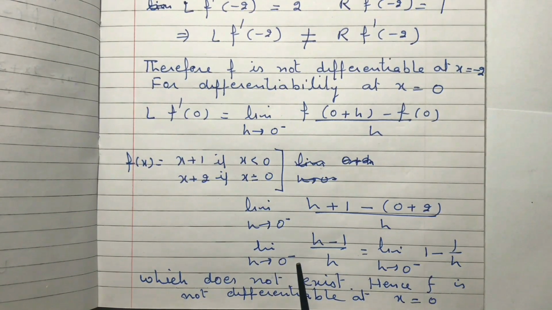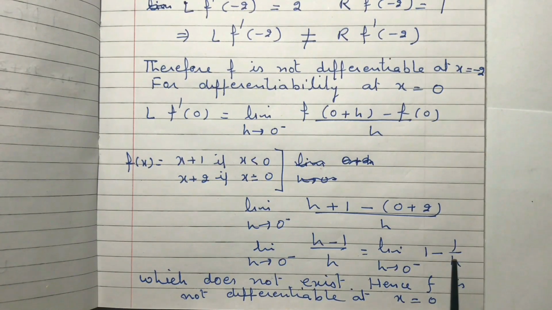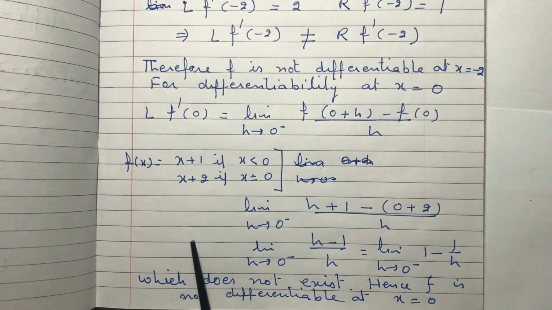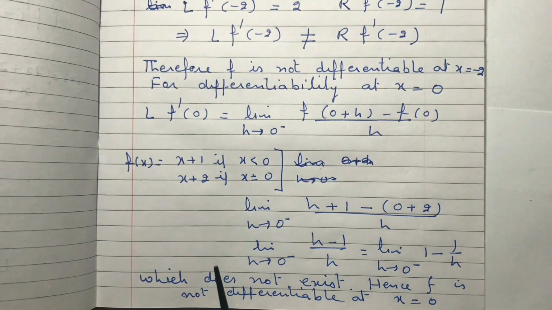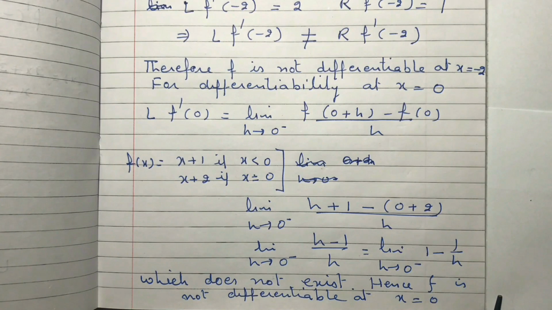Limit h tends to 0 minus of (h - 1) / h, which is equal to limit of 1 - 1/h. Now, this function is not defined at h = 0, so the limit doesn't exist. Hence, f is not differentiable at x = 0. Here we won't find the right hand derivative, since the left hand derivative doesn't exist, so there is no need to find the right hand derivative.